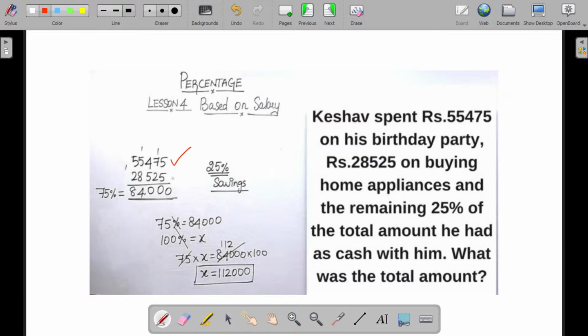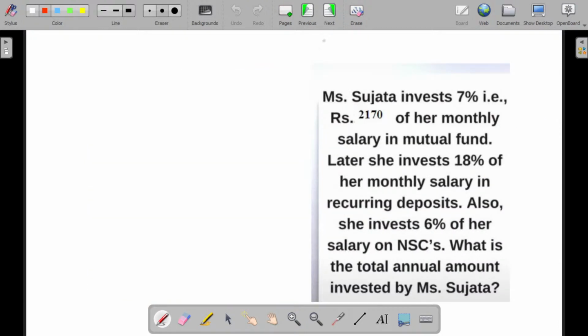So this is the amount they are spending. So that is 84,000. Okay. And what they are meaning by the remaining 25 percentage: whatever they are spending, that is 75 percentage. So 75 percentage means this one. So we need to calculate what is the 100%. So the value of X we need. Okay. 1,12,000. Great. Next one.